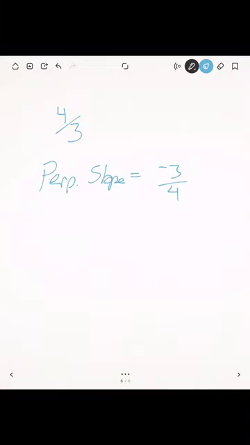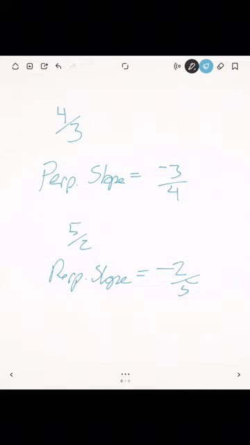Let's do another example. Let's take 5/2. The perpendicular slope will be, let's see, I have to flip it, so it becomes 2/5, and I have to make it negative. So, negative 2/5. Some more unusual examples. What would the perpendicular slope be for the number 3? Well, remember 3, there's an imaginary 1 underneath it. All whole numbers are over 1. So if I flip that into a fraction it becomes 1/3, and I have to make it negative. Nothing wrong with that. That's pretty straightforward.